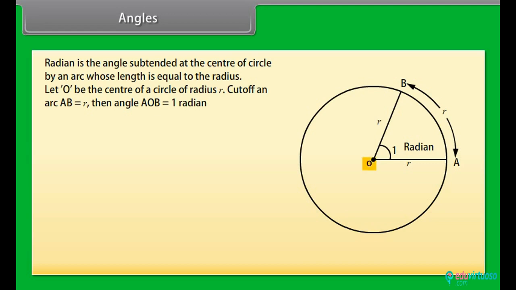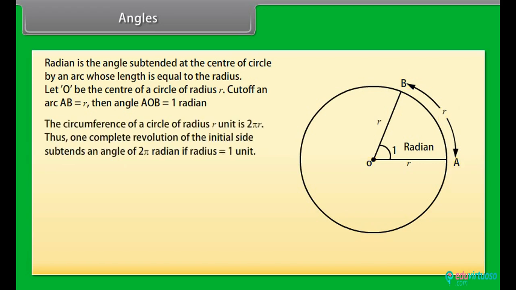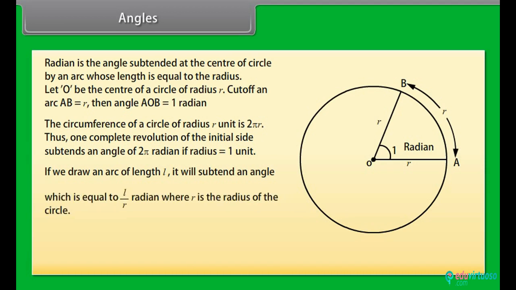Let O be the center of a circle of radius r. Cut off an arc AB equal to r. Then angle AOB is equal to 1 radian. The circumference of a circle of radius r units is 2 pi r. Thus, one complete revolution of the initial side subtends an angle of 2 pi radian if the radius is equal to 1 unit. If we draw an arc of length L, it will subtend an angle equal to L by r radian, where r is the radius of the circle. And we can write it as L is equal to r theta.